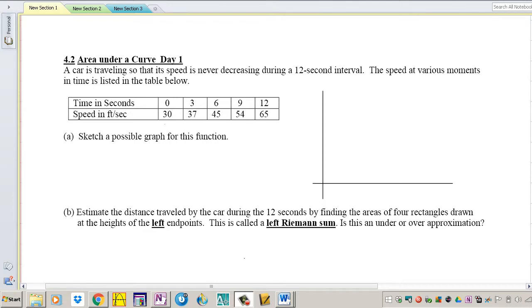Hey guys, welcome to our first video of integration, area under a curve, day one. In this lesson, we're going to be approximating area under the curve using what is called Riemann sums.